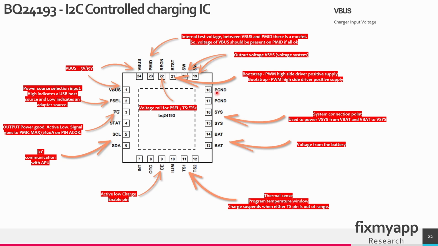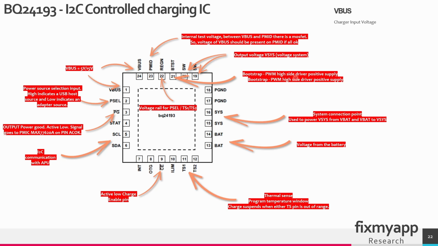17 and 18 is the ground. Then we have the switch pin on 19 and 20. So this is the output voltage after switching. This goes to a coil, and from the coil it goes here and also to the system or the Nintendo Switch circuit. Then we have the bootstrap.